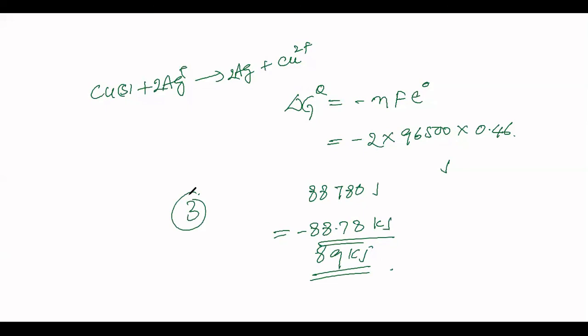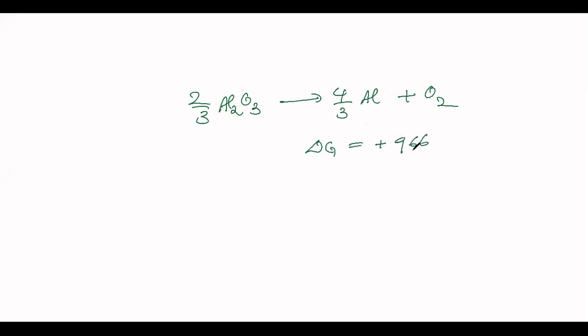Question number 23. Let me rub it off. The Gibbs free energy for the decomposition of Al2O3 at 500 degrees centigrade is as follows: 2 by 3 Al2O3 giving 4 by 3 Al plus O2. Delta G should be equal to here plus 966 kilojoule per mole. Okay, so this is the one.